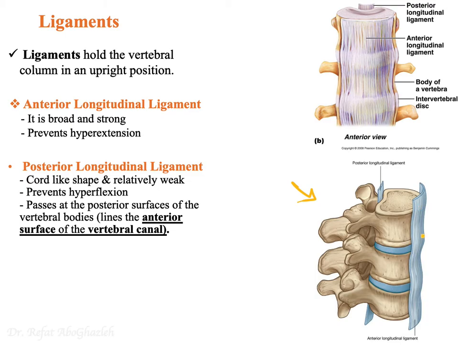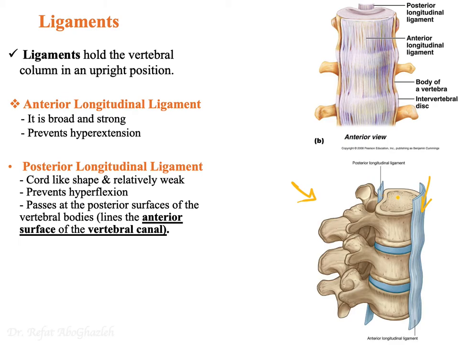So there's one, the long one. This is the anterior longitudinal ligament. It's broad and strong, and it prevents hyperextension, for example, if you move your back backward, right?